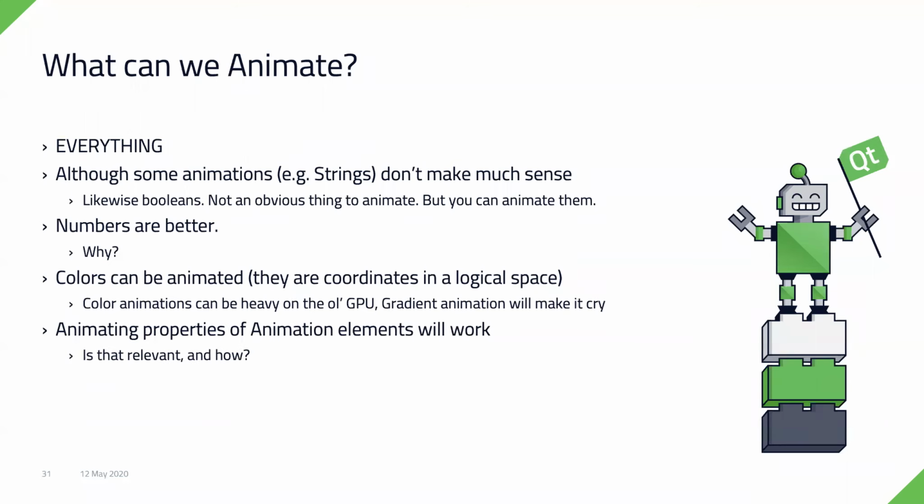You can also animate properties of animation elements as well, but that might not work. The reason for that is because the curve, or the line it's going to animate along, is calculated when you start the animation running. So when you change a value while the animation is running, it's not guaranteed that it will change the animation, although it might do.